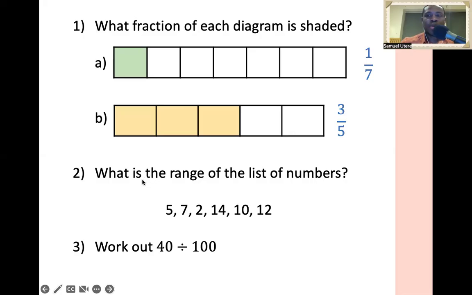I'm sure you remember from our previous lesson how to find the range of a list of numbers. You subtract the smallest number from the biggest number. In this case, it is 14 subtract 2, which is 12. Then to work out 40 divided by 100, your answer is 0.4.